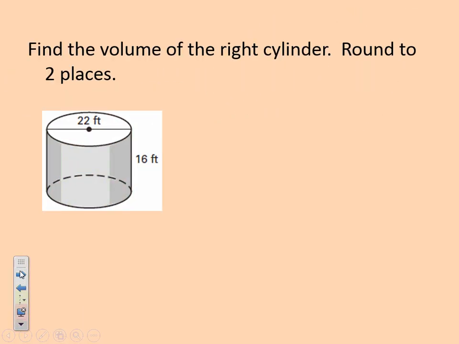Here's a picture of a cylinder. So the volume formula for a cylinder, volume equals pi r squared h. Make sure you draw the picture and show the work next to it. It'll help you out later on a test or a quiz. Volume equals pi. What about the r? Well, 22 feet is all the way across. A radius is only half, so we'd have 11 squared. What about the h? 16 for the h.